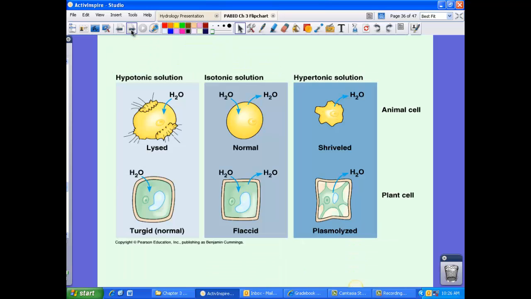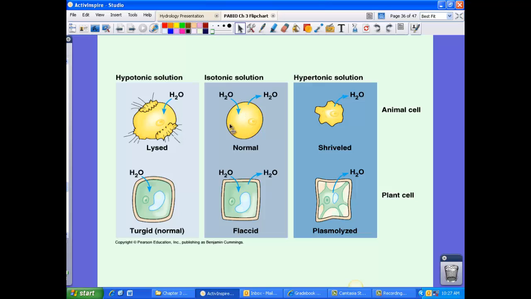So if we just do one last review with these, you saw these pictures before. In a hypotonic solution, remember, water moves into the cell, and you're going to see a couple of terms. If water moves into an animal cell, it might burst. It's called lysing, or it's just called lysed. In a plant cell, this is normal because it creates a turgid environment. This is where you get a flower stem or a leaf to actually stand straight.